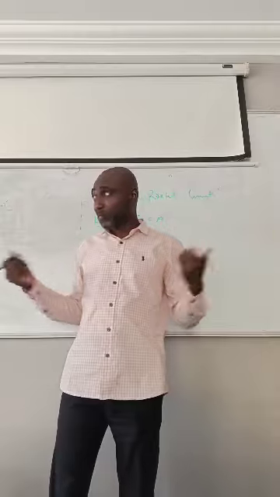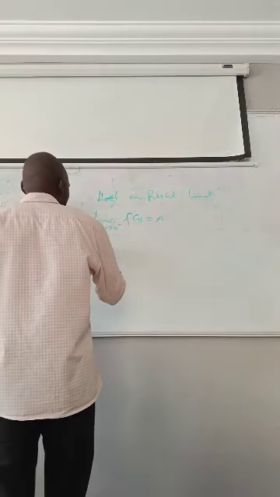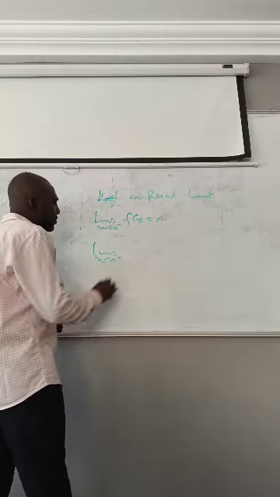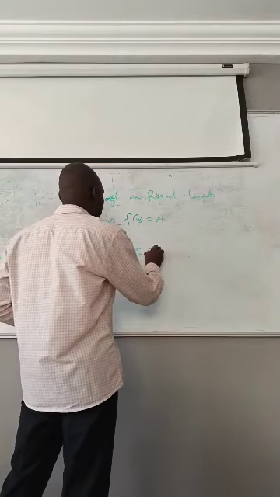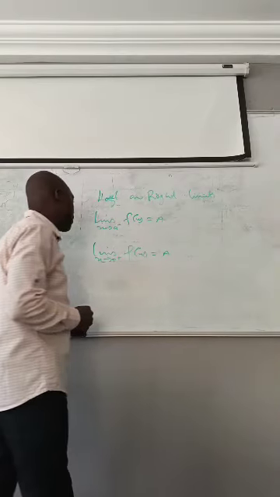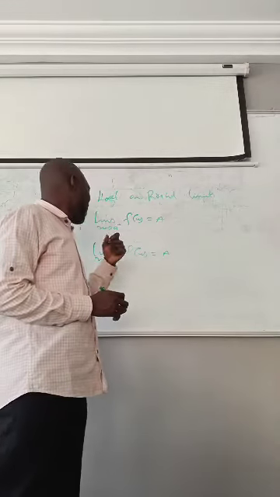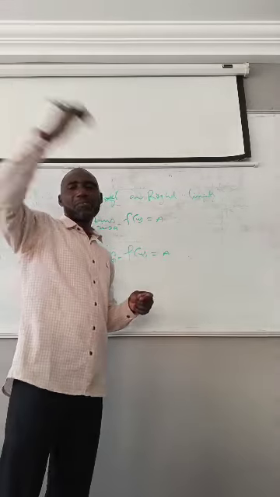And similarly again, limit as x tends to a from the positive, f of x equals a. It's telling you that f of x approaches a as x approaches small letter a from the right.